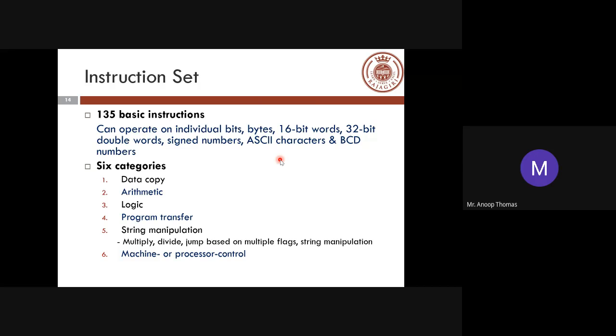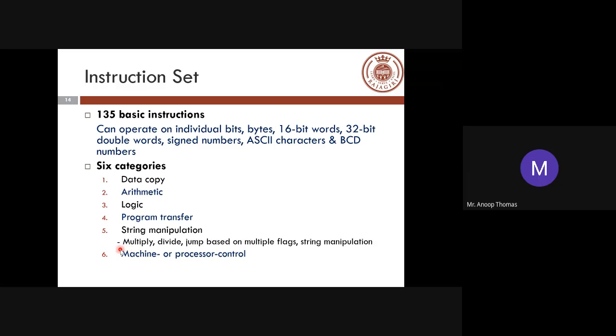Word size in the case of the 8085 is 8-bit. Word size in the case of the 8086 is 16-bit. So you have 16-bit words, 32-bit words, signed numbers, ASCII characters, BCD numbers. All these different kinds of operands are supported by your 8086. As you can see, the instruction set has increased and the complexity has increased. Its characteristics include data copy, arithmetic, logic, program transfer, and string manipulation. So you have an additional thing called string manipulation, which is based on string-based activities.